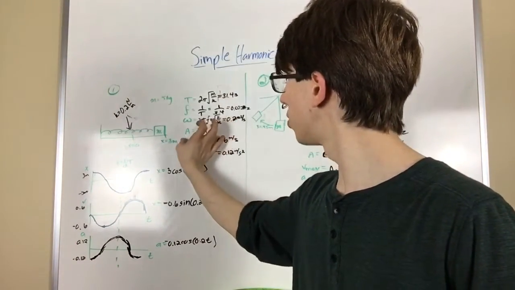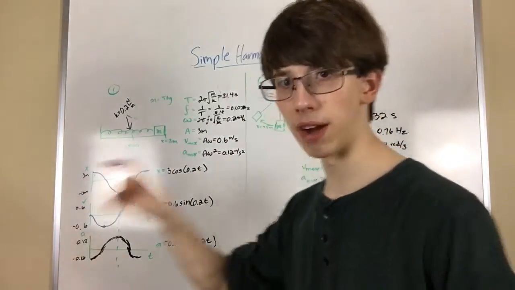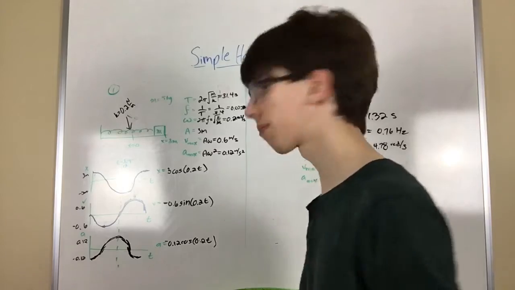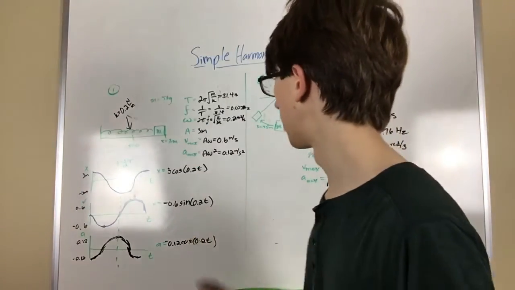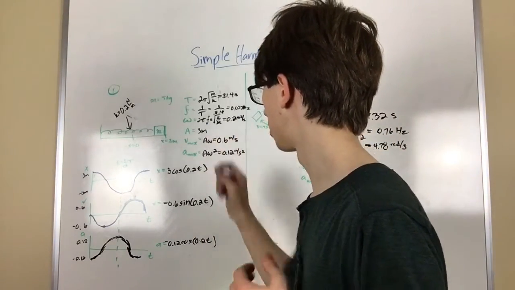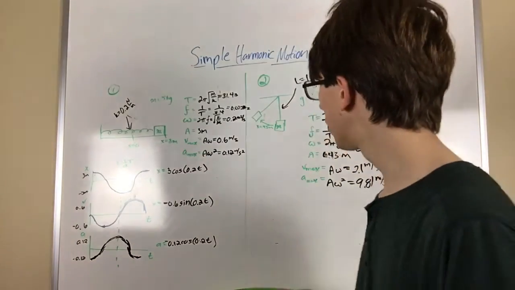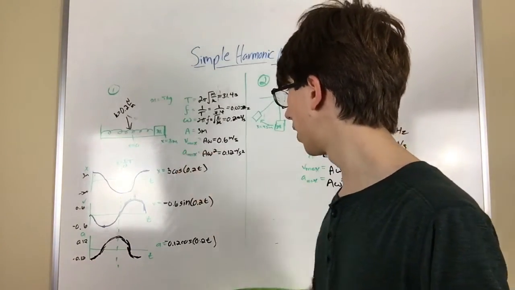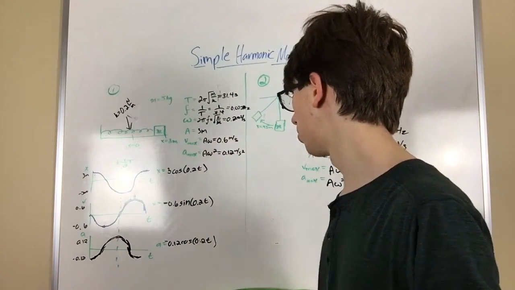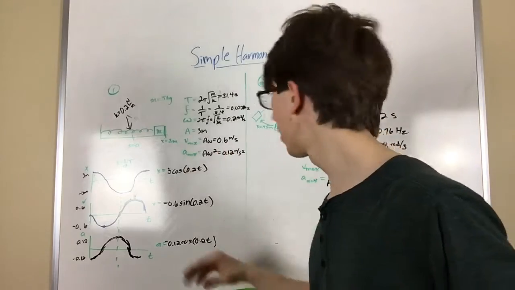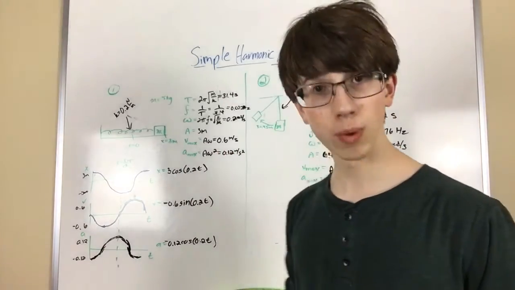Your amplitude is just the same thing as your maximum displacement, how far it's been pulled back before it's released, which is just 3 meters. Then you have your maximum velocity, which is just the amplitude times your rotational frequency, which is just 0.6 meters per second. And then you have your max acceleration, which is just your amplitude times your rotational frequency squared, a omega squared, and you get 0.12 meters per second squared.